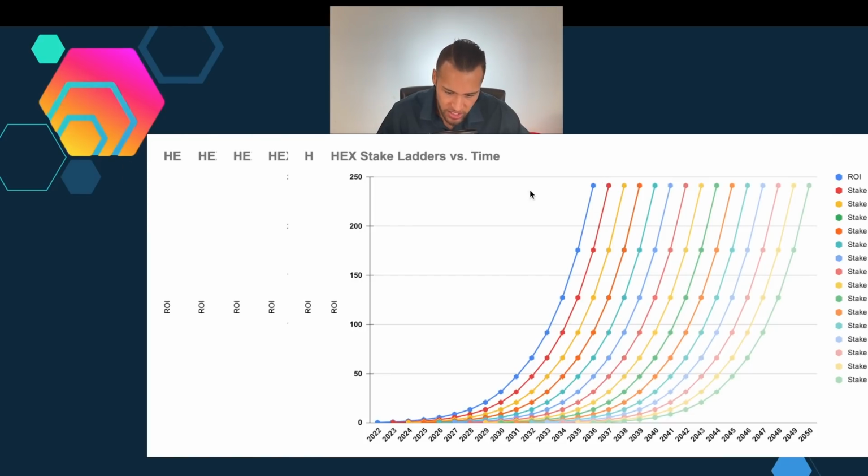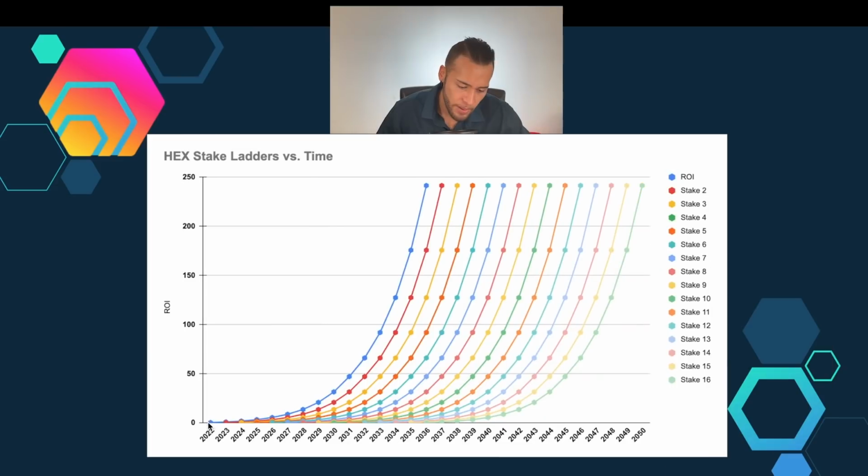You can start to see the compounding. This is what compounding horizontally looks like. Compounding vertically is creating the stake. You can see I'm vertically taking advantage of compound interest. I'm not getting as many gains here, but I'm getting massive gains here.